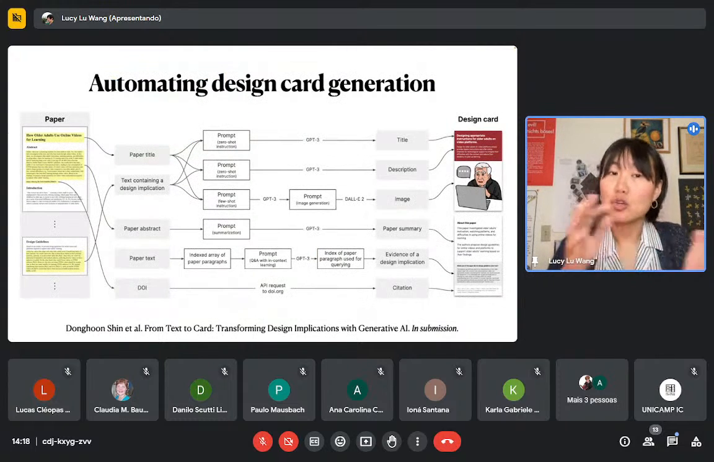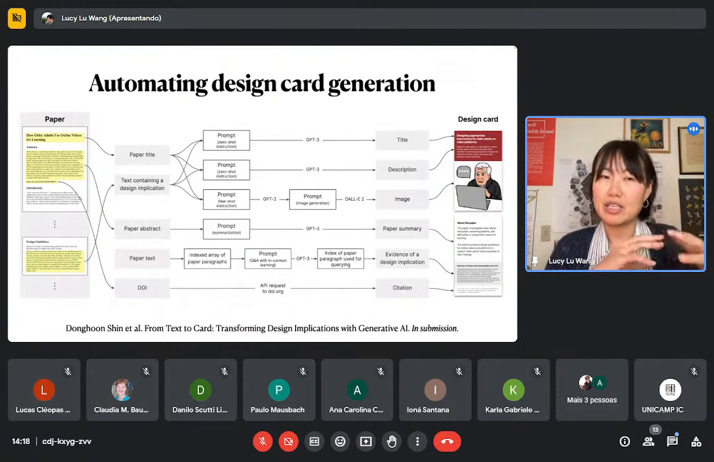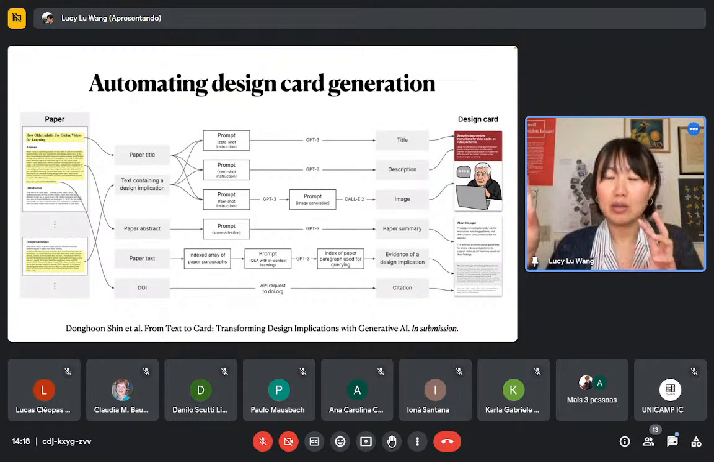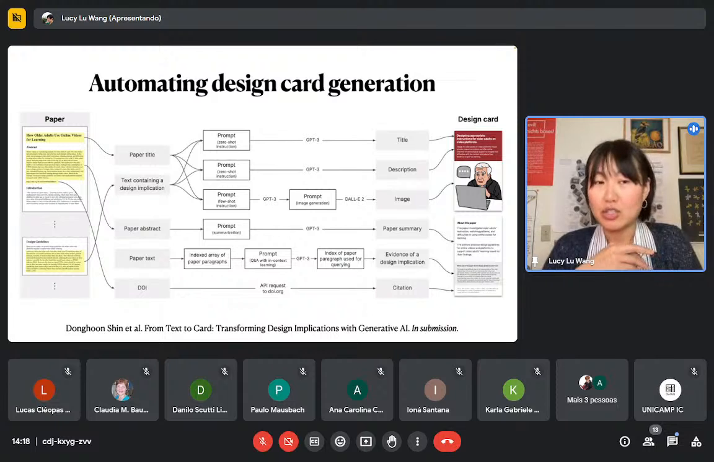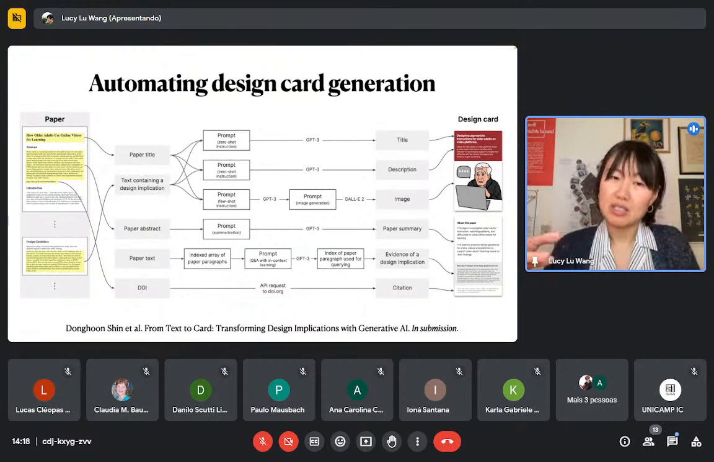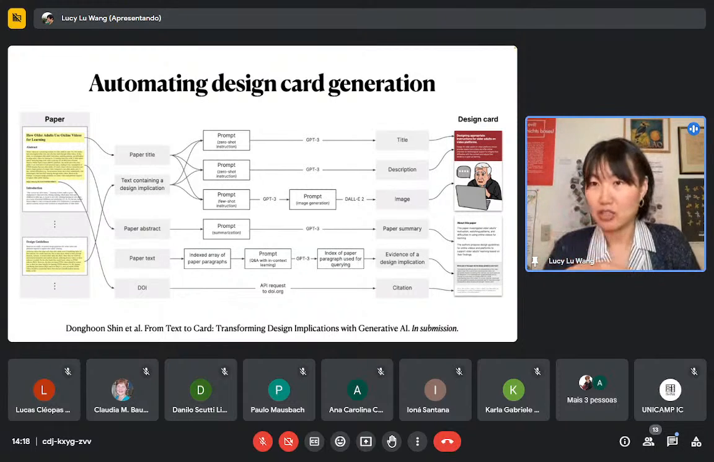We automatically create the design card from a paper by chaining various extraction and text classification models with prompts to large language models to shorten and summarize text and produce a prompt for the text to image model. So we actualized this pipeline at the time using GPT-3 and DALL-E 2, although any large language model or text-to-image model can be easily substituted in as the technology improves.